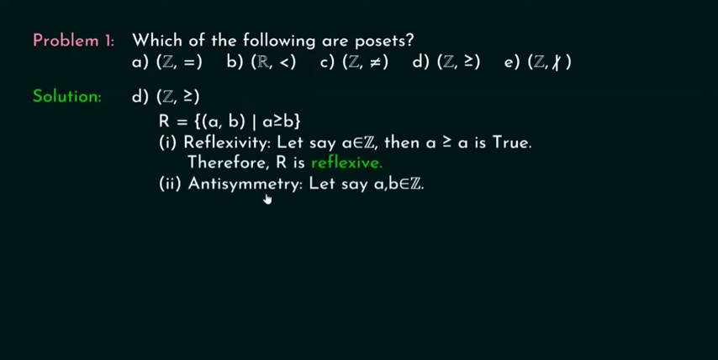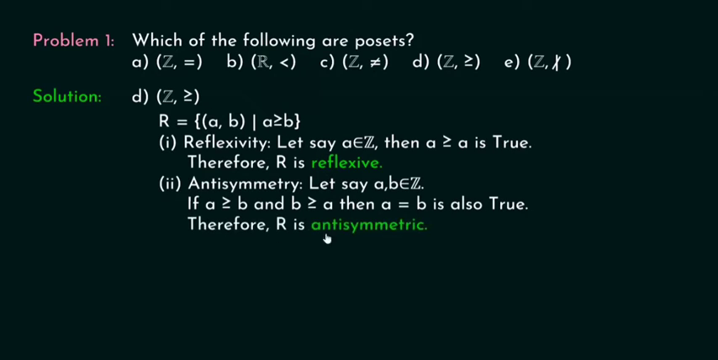Let's check antisymmetry. Let's say A and B are two integers. Then if A is greater than or equal to B and B is greater than or equal to A, then A must be equal to B. This is always true, right? Therefore, R is antisymmetric. Let's check transitivity.